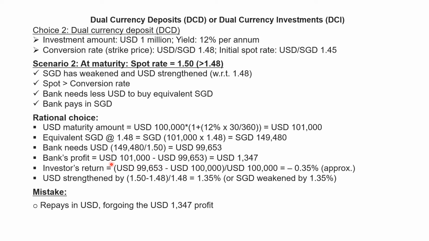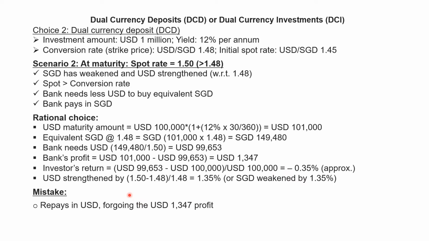Looked at another way, if the bank pays you Singapore dollar 149,480 and you sell the Singapore dollar 149,480 in the market immediately at 1.5, the spot rate, you will get US dollars 99,653. Hence, you will lose money instead of making money. Your loss is the bank's gain, presuming that the bank invested the US dollar 100,000 received from you instead of converting the USD into Singapore dollars and investing the Singapore dollars at the outset. Presuming that the bank gets 101,000 from its investment, it will make a profit of US dollars 1347 or 1.35% approximately. In percentage terms, you will get a negative return, a loss of minus 0.35%.